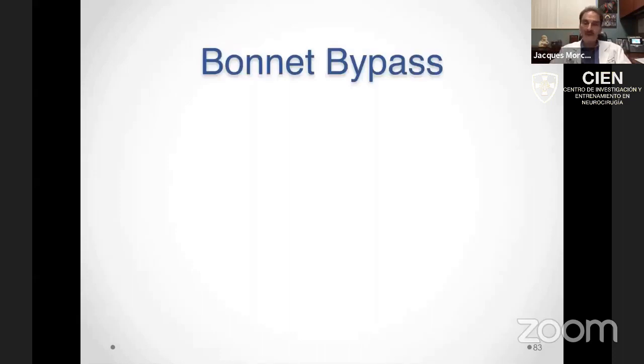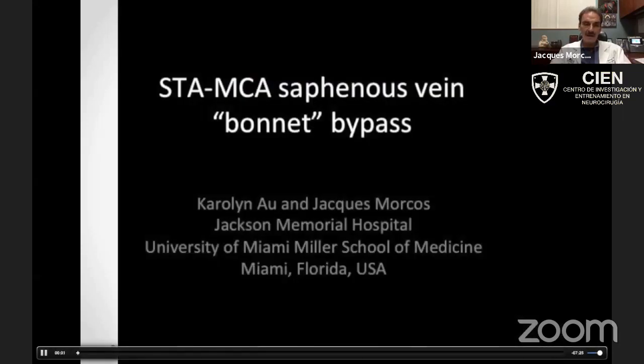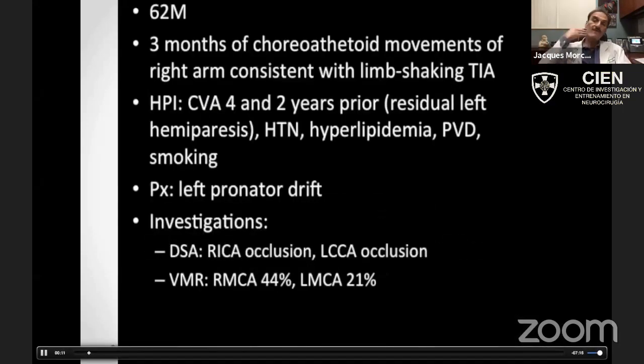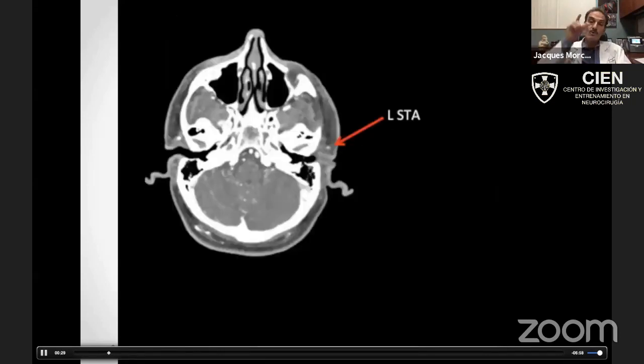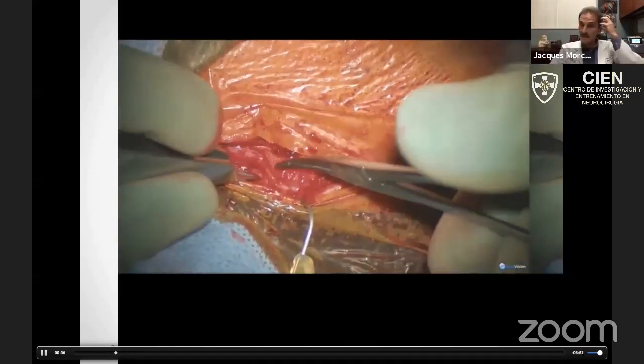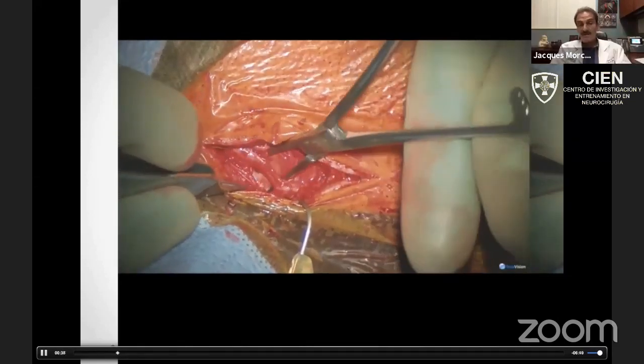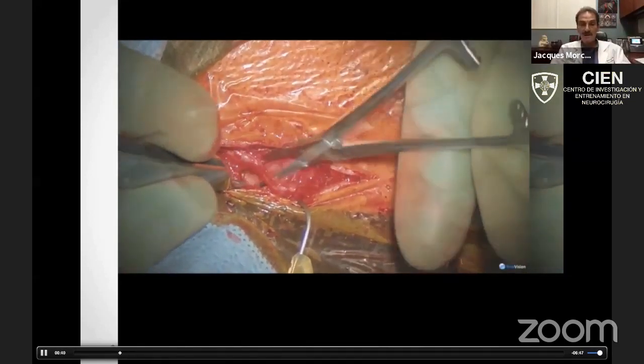A bonnet bypass, very unusual to do, when you don't have STA. I'm going to very quickly go through this case. They are extremely rare. You don't have an STA on the side that you have the symptoms. So what do you do? This is the STA of the other side. So I used a vein to go from one STA across to the other side craniotomy. This is the second time I've had to use this rare technique.